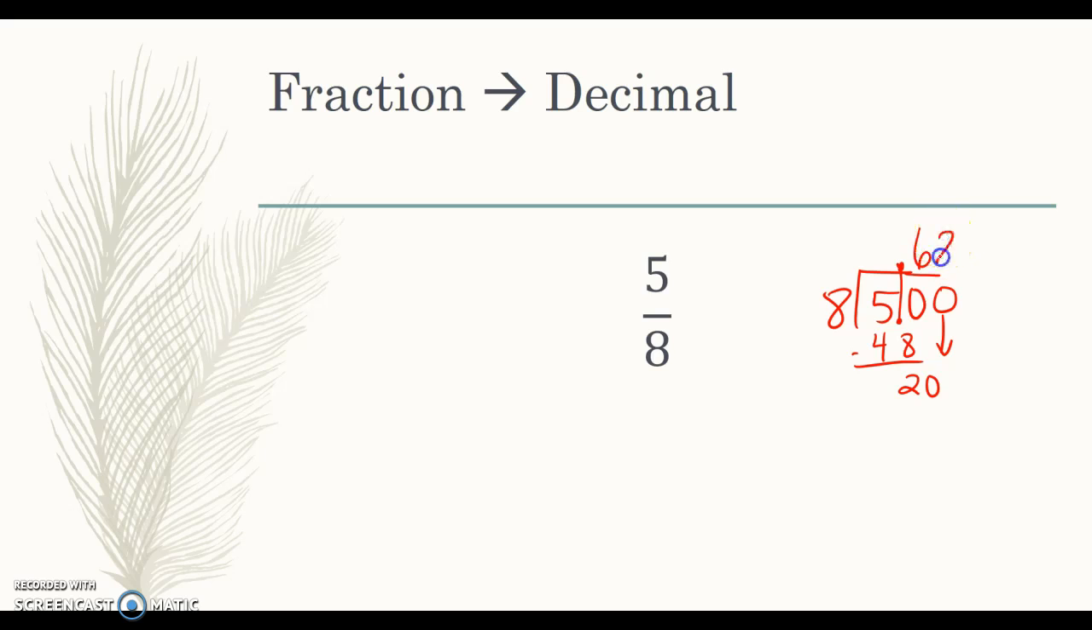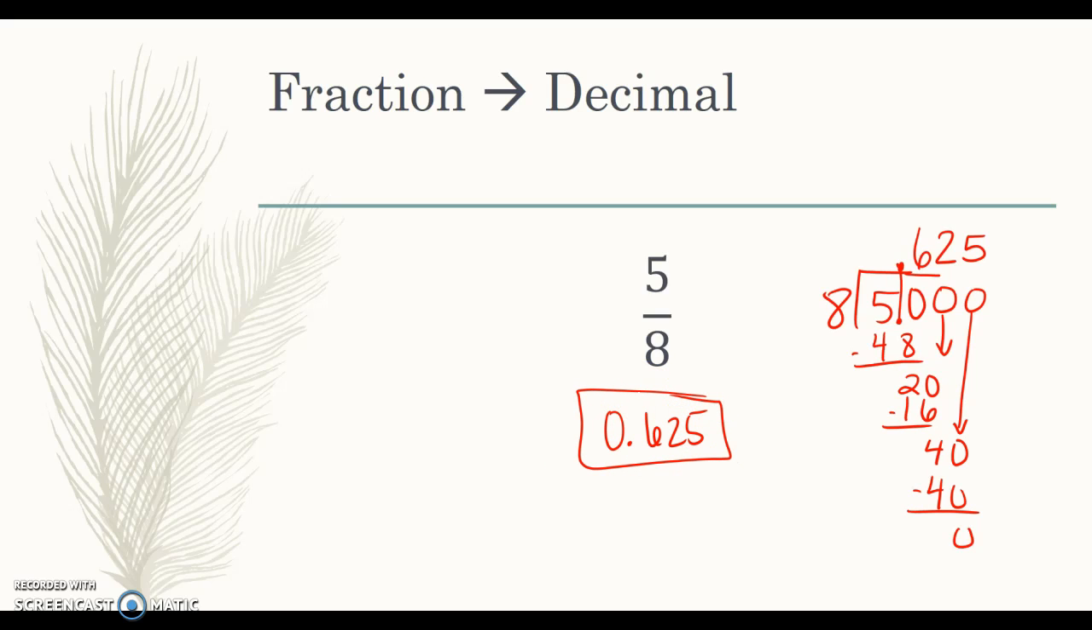So 8 times 2 is 16. We've got 4 left over, so we're going to keep adding zeros, dropping it down. 8 goes into 40 5 times, and we have no remainder. So 5/8 as a decimal is 625 thousandths.